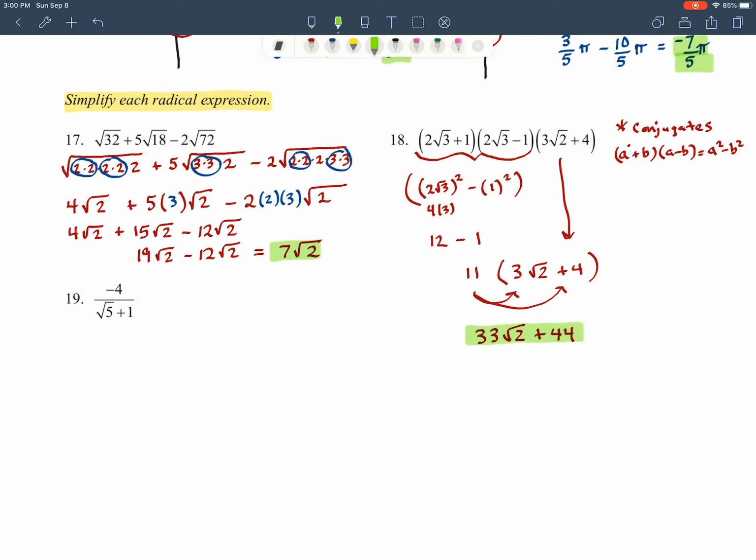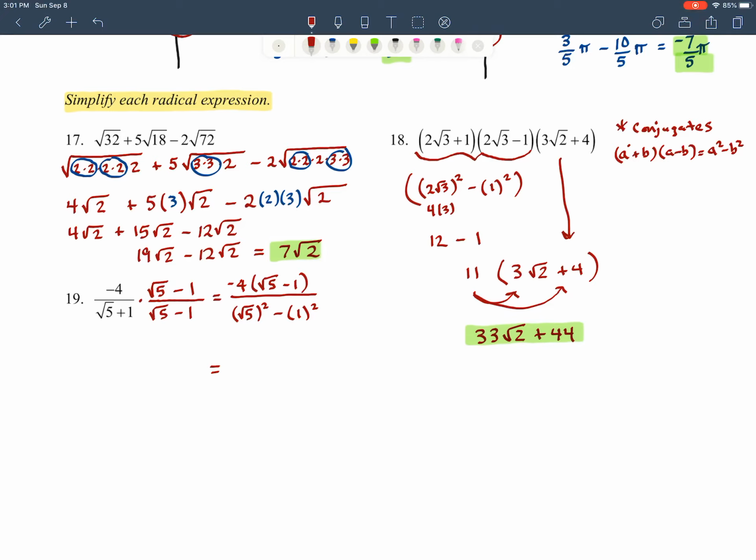Then we have number 19. So 19, again, we're going to need to use our conjugate. So we're going to take our denominator, because we can't leave a radical down there. So we're going to say times radical 5 minus 1. But if we do that to the bottom, we must also do it to the top. So looking at the bottom here, remember that's going to be like saying the square root of 5 squared minus 1 squared. And on the top right now, we've got negative 4 times the square root of 5 minus 1.